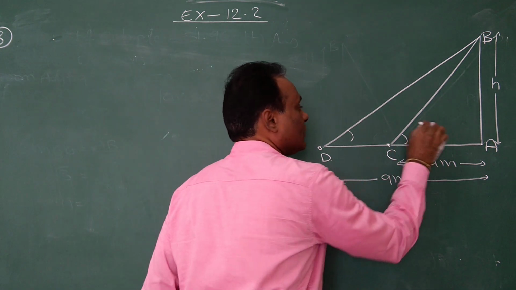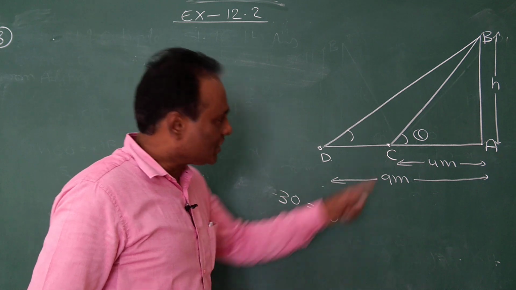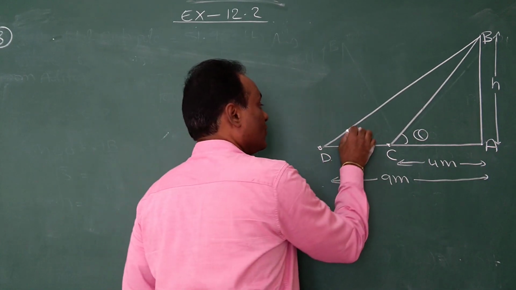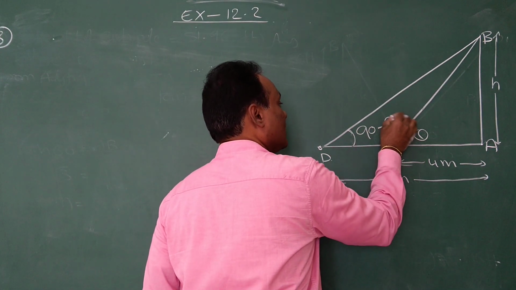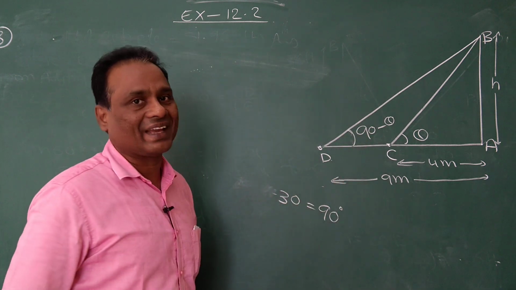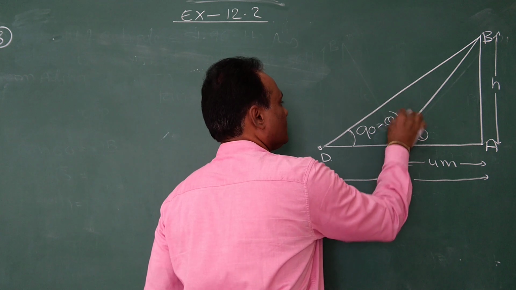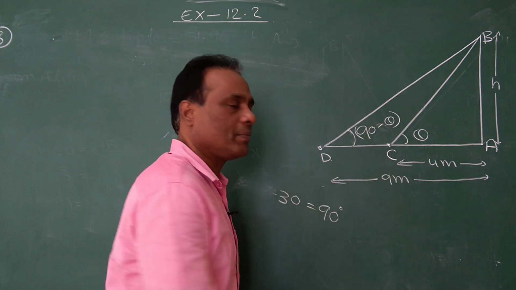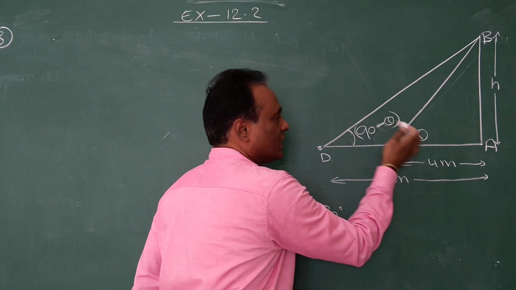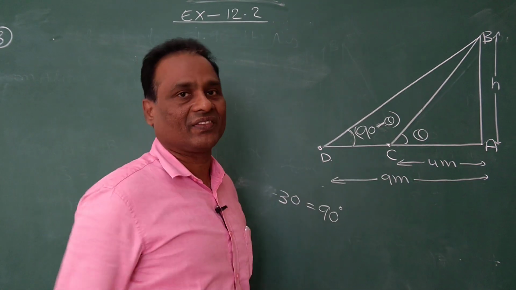Suppose this is theta. We don't know the angles. If this is theta, this will be 90 minus theta because the sum is 90. Complementary means if one angle is theta, the other will be 90 minus theta.